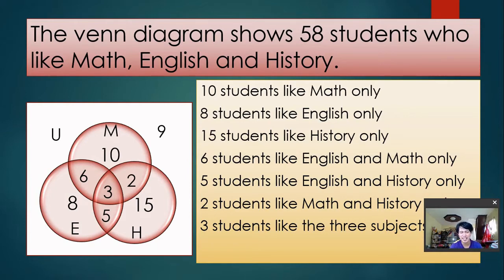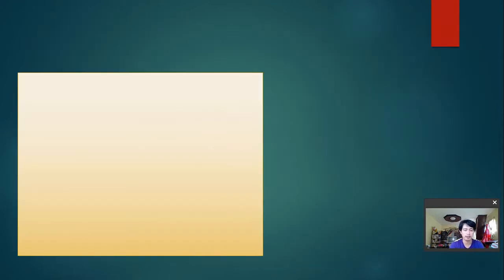Okay, and what is 9? 9 are students who don't like any of the 3. So maybe these 9 students like recess or like Filipino. These students don't like the 3 subjects. Okay, that's one of the examples of the interpretation of the data in the Venn diagram. Now let's proceed to the next.